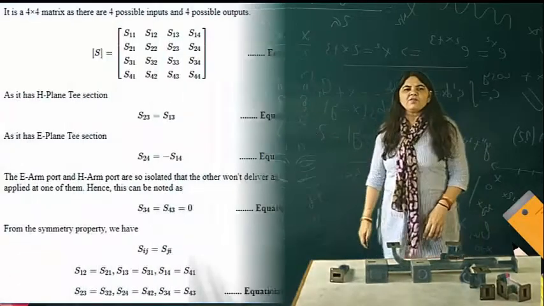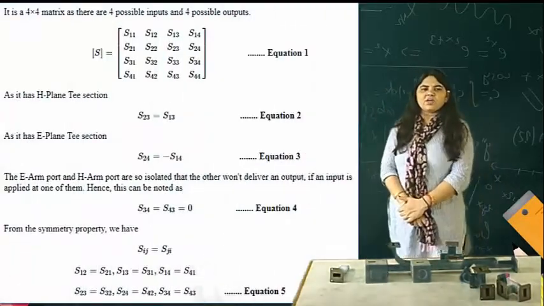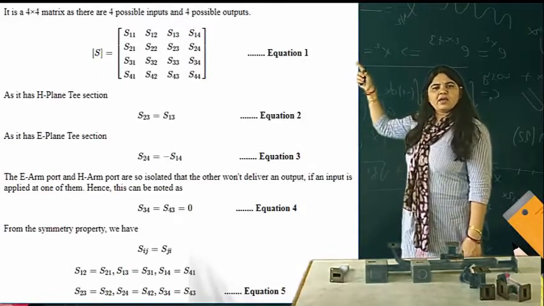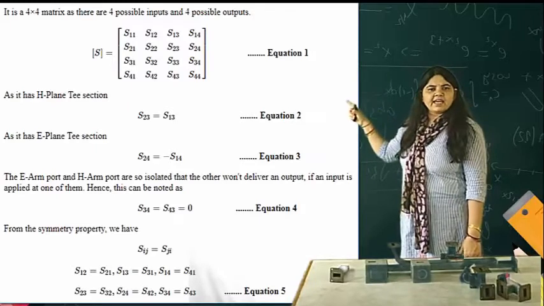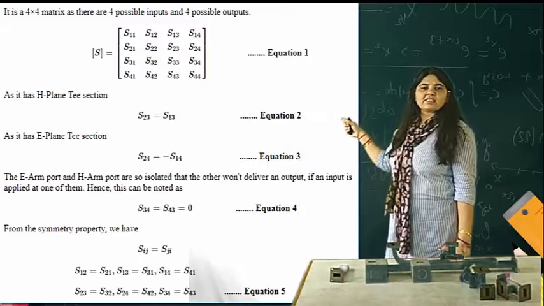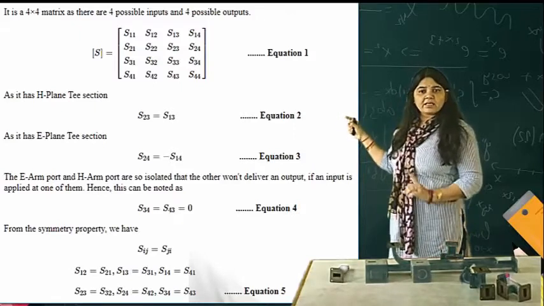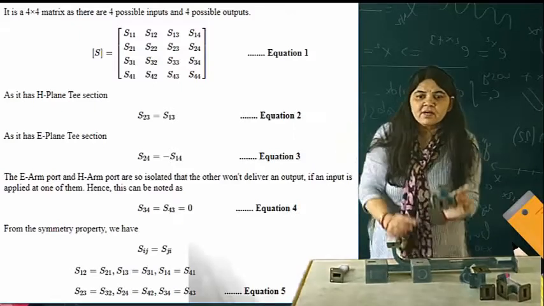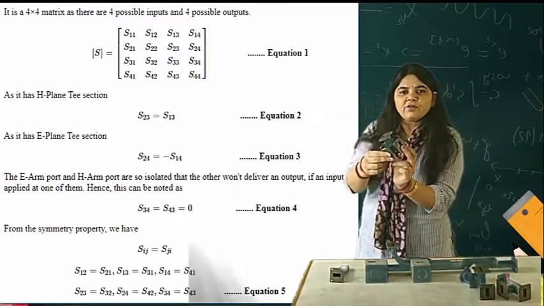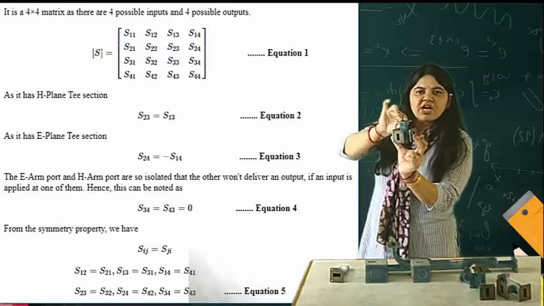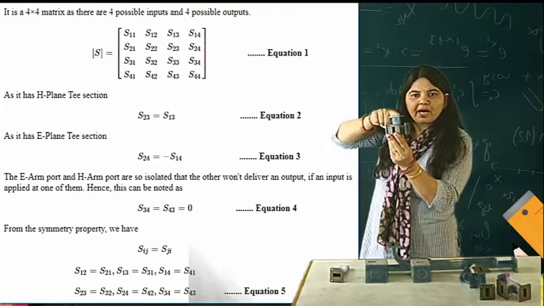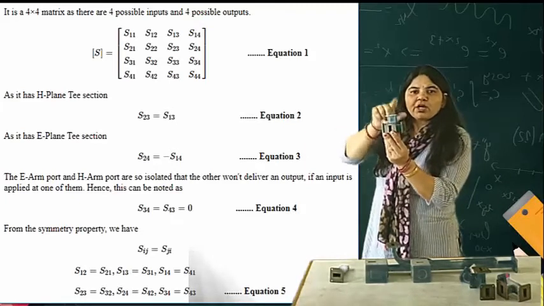Now we will do the analysis of this. You can see here a 4 by 4 matrix. From the H plane T, S23 is equal to S13. When you apply the input from port number 3, which arm is this? If you look carefully, this is my H arm. I am applying the input from port number 3.